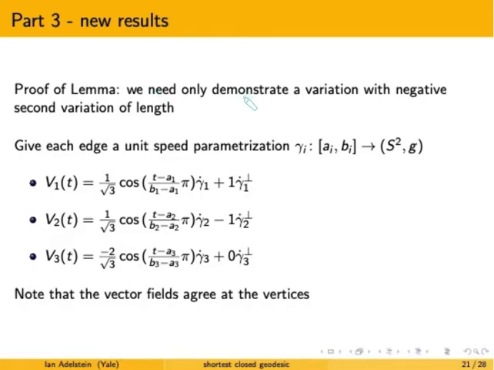In order to prove the lemma, all we really need to do is demonstrate a variation with negative second variation of length. So I want to write down some variational field and some variation such that when I compute its second variation of length, it's negative definite. I'll start by parameterizing each of my 3 edges: gamma_i for i equals 1, 2, 3, unit speed parameterizations. And here it is. This is the variational field. I specify a vector field along the first edge, the second edge, and the third edge. And the claim is that if I compute the second variation here, I'm going to get something less than 0.